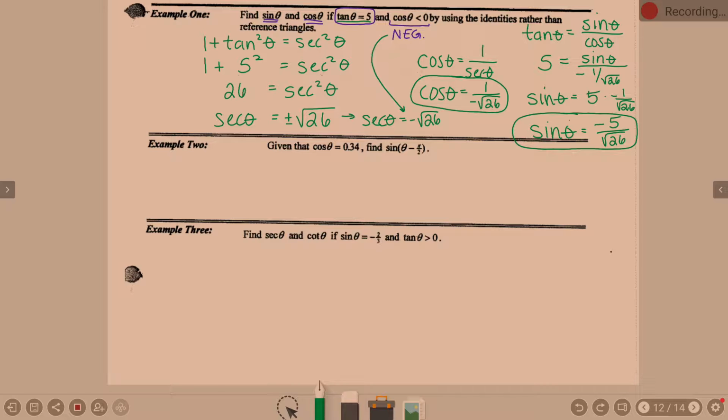Okay, let's look at example 2. Given that cosine of theta equals 0.34, find sine of theta minus pi over 2.